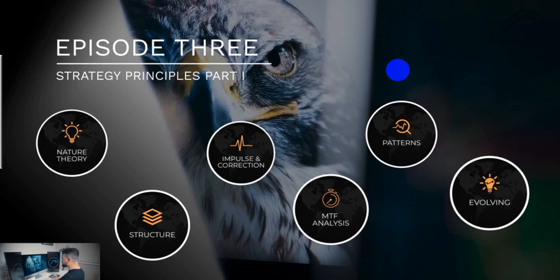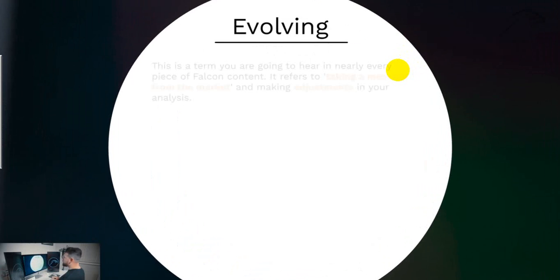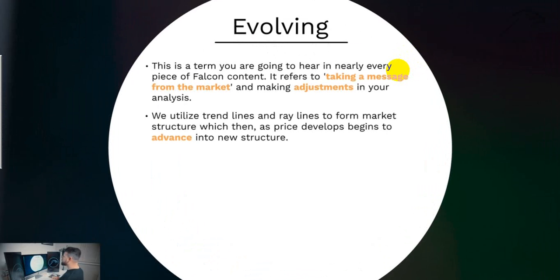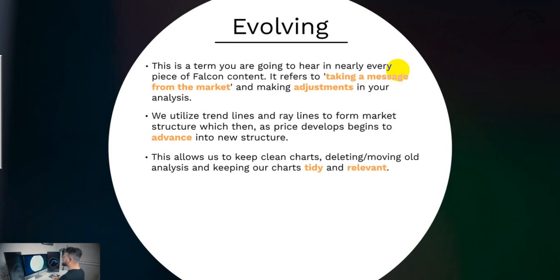Evolving is a very key component of trading, and it took me years and years to actually learn how to do this. This is a term that you're going to hear in nearly every piece of Falcon content. It refers to taking a message from the market and making slight adjustments to your analysis, utilizing things like nature, which you've learned. So we utilize trend lines and ray lines from the market structure. Then as price develops and begins to create a new structure, we utilize that as well, combining everything that you've learned. This allows us to keep clean charts, deleting or moving old analysis rather than keeping our charts messy.